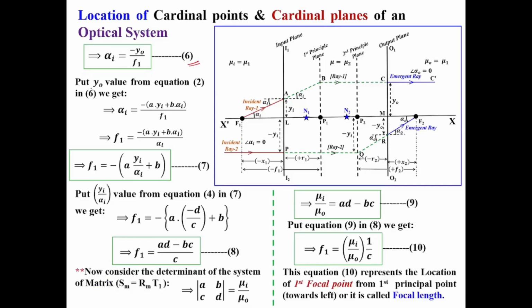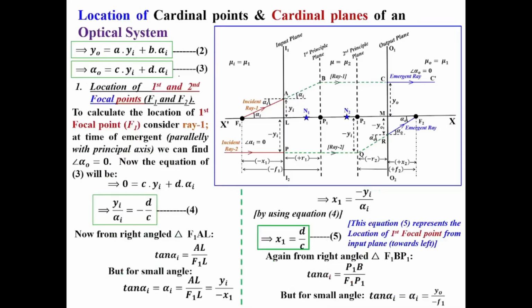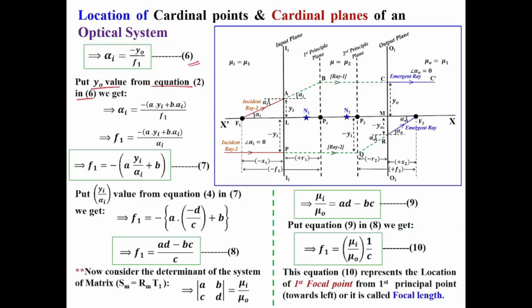Now we are going to put the yo value from equation number 2 in equation number 6. Here this is equation number 2, yo equal to ay plus b alpha I. Now we substitute this yo value in equation number 6. That implies f1 will be equal to minus a into yi plus b alpha I by alpha I. That implies f1 equal to minus a into yi by alpha I plus b. Let this be equation number 7.